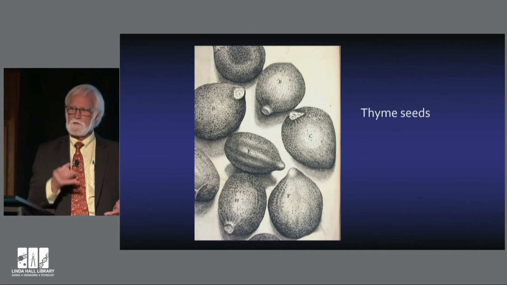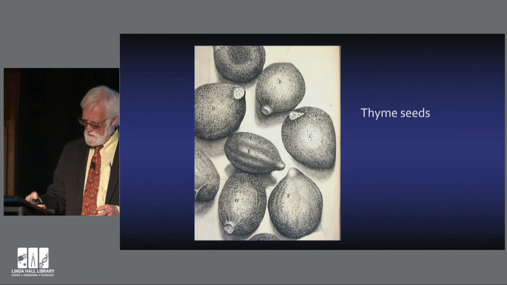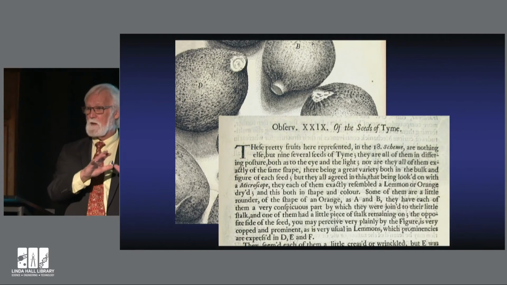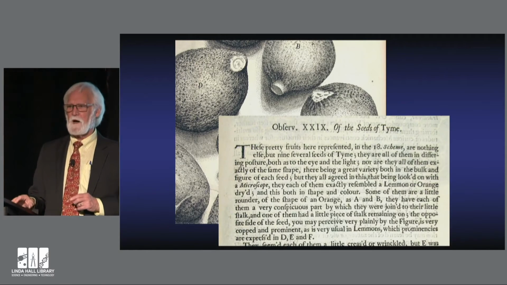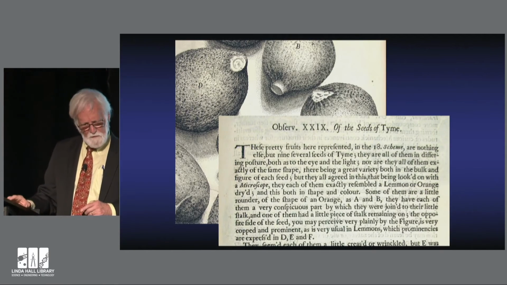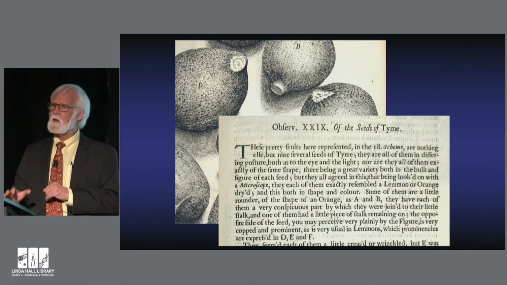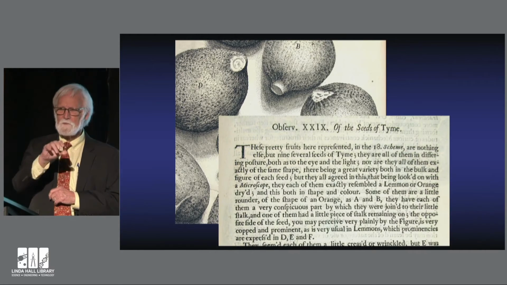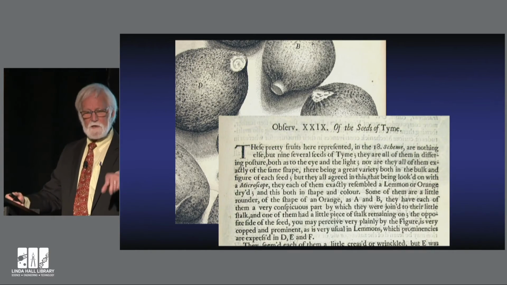Thyme seeds. So he's got these little seeds of the herb thyme, and he draws a picture of them. And then to superimpose the text on it, he says, these pretty fruits here represented in the 18th scheme, that's his 18th engraving, are nothing else but 9 several seeds of thyme, 9 of them. They are all of them in different posture, both to the eye and the light. I won't read any more, but he points out that B is like an orange, and C is like a lemon. And this one has a bit of stalk on it, and this one doesn't. It's like they're his children that he's describing here.